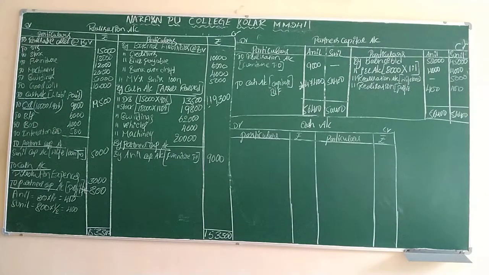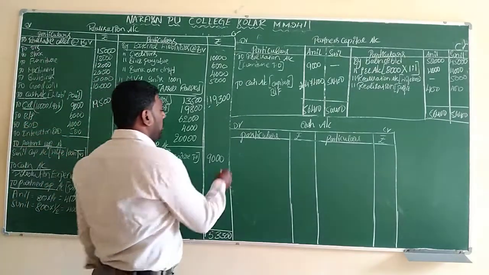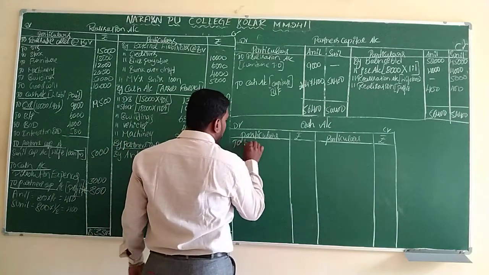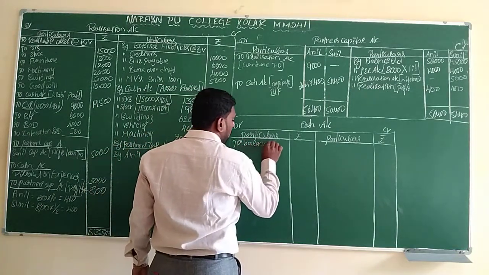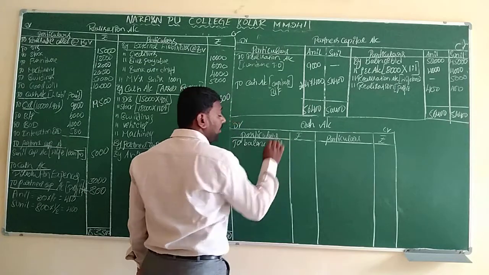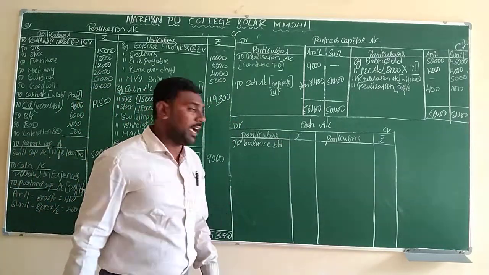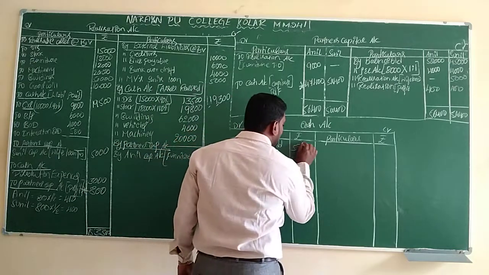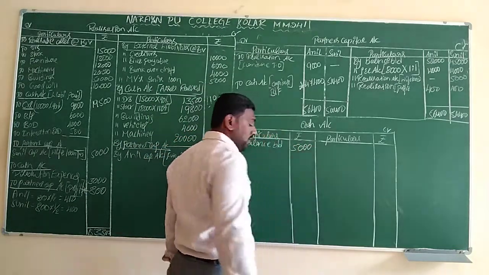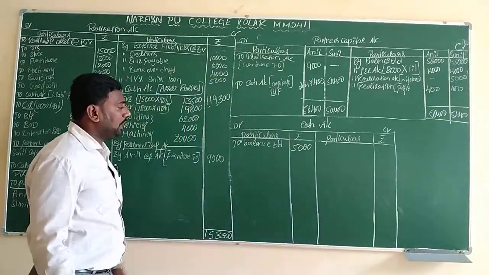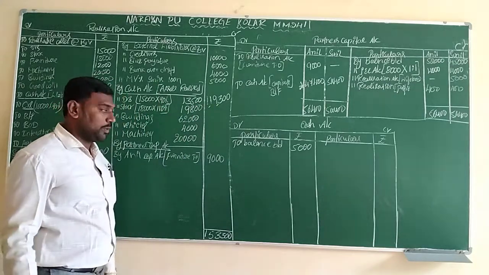In the cash account, the first step is always to transfer the opening balances. We will transfer the opening balance to the balance drawdown. Where the balance is available in the previous balance sheet, on the asset side, they have given the value of 5,000 rupees. That value we transfer here from the balance sheet only.